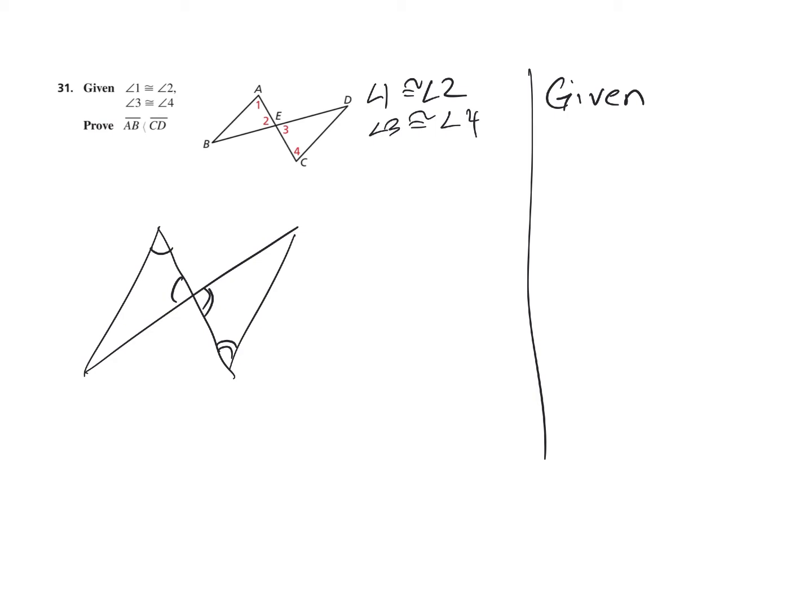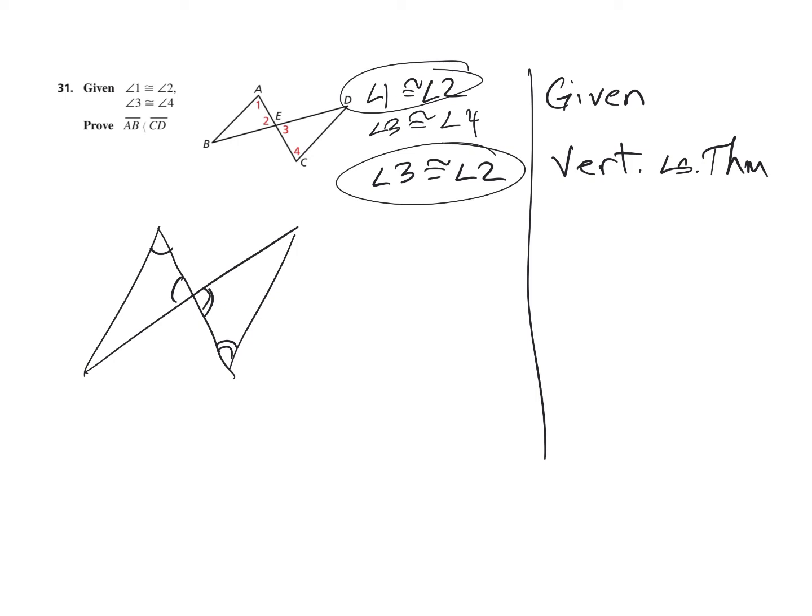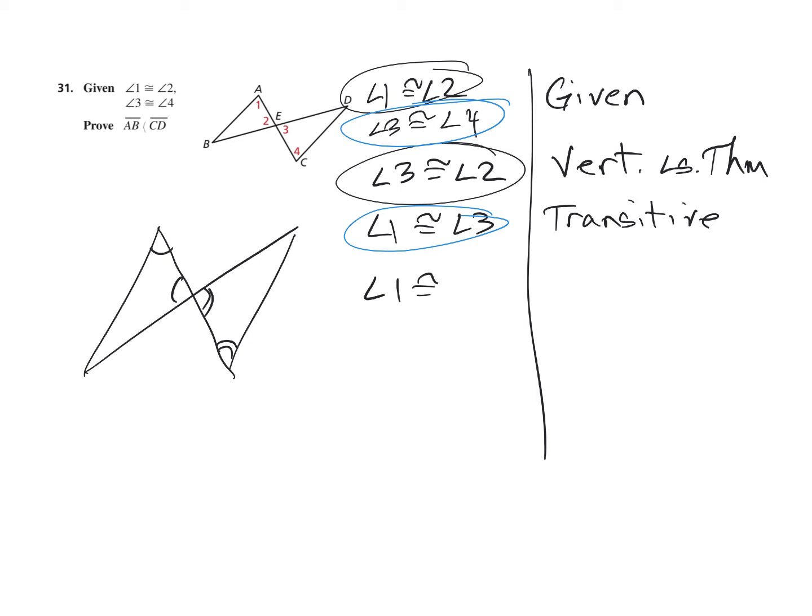So now you can say that angle 3 is congruent to angle 2. Those are vertical angles. Okay, vertical angles theorem. And if that's the case, you have a transitive property here. Angle 1 is to angle 2, angle 2 is to angle 3, so angle 1 is congruent to angle 3, transitive property. Okay, and then if angle 1 is to angle 3 and angle 3 is to angle 4, then you can say angle 1 is congruent to angle 4, again, transitive property.